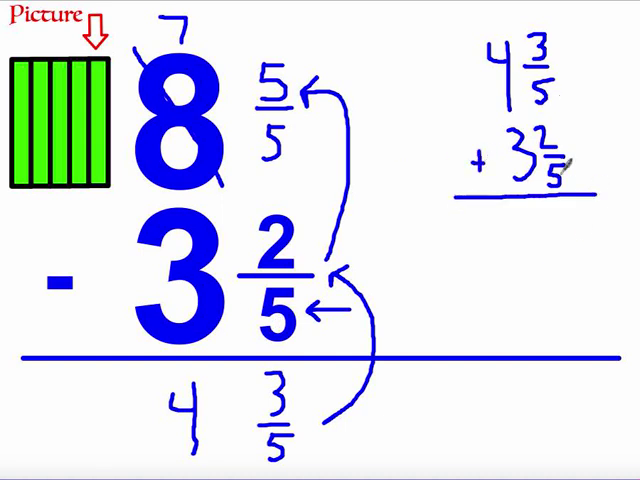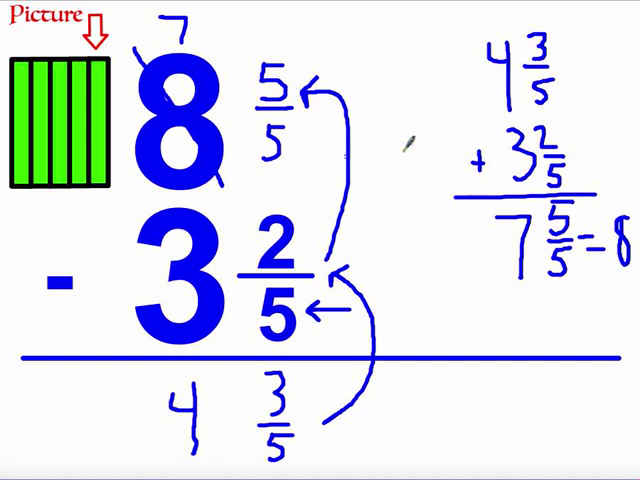Well, let's look. 3/5 plus 2/5 is 5/5, which is 1 whole. 4 plus 3 is 7. So 7 and 5/5, 5/5 is 1 whole, is 8, and that's what we had to begin with. Okay, so that's how you subtract with borrowing.